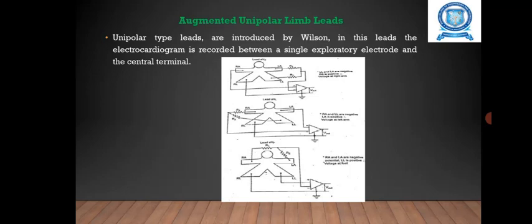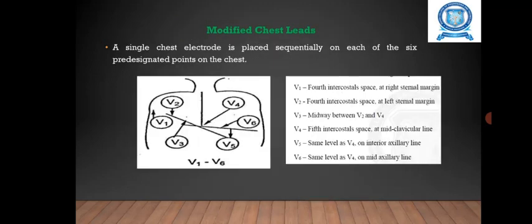Next one is augmented unipolar limb leads. It was introduced by Wilson. In these leads, the electrocardiogram is recorded between a single exploratory electrode and the central terminal. That means the potential at the resistor corresponds to the mean or average of the potentials at the three electrodes.